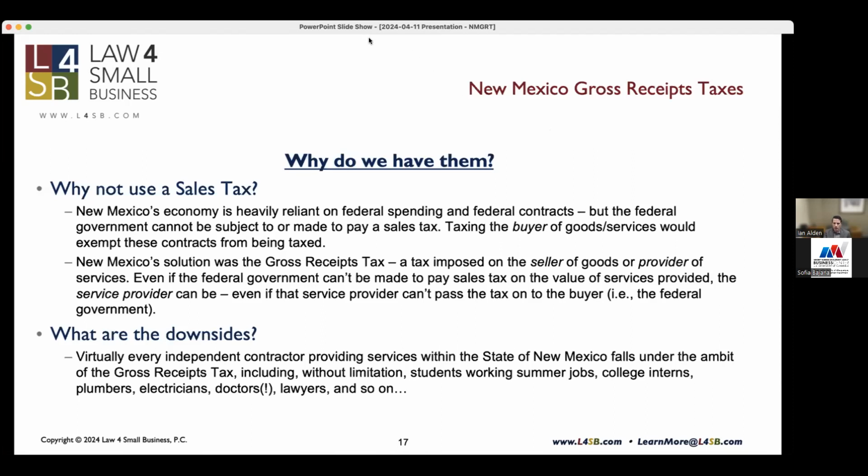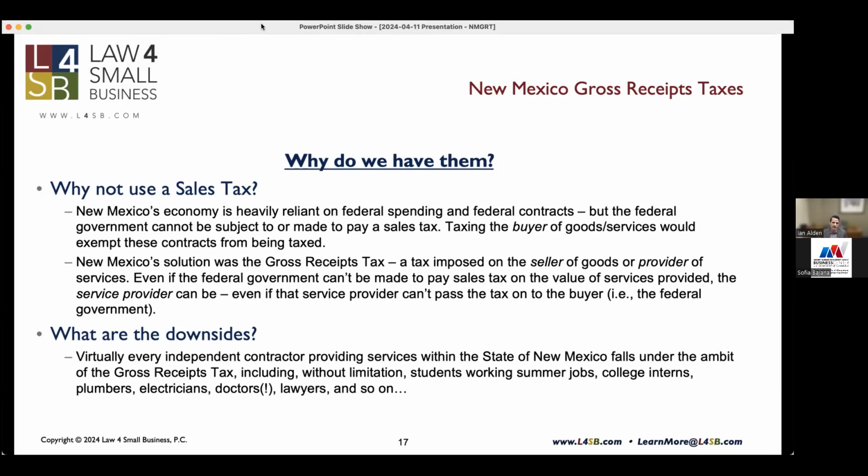So let's look for a second at why we have the gross receipts tax, because the logic is weird but important to understand. New Mexico's economy, as most of you know, is heavily reliant on federal dollars. There's a lot of federal government contracts between the national labs and construction contracts and subsidies and you name it. We just have a lot of federal money flowing in. Relative to the amount of money that we put into the federal coffers, we are a net taker. And the federal government cannot be made to pay a sales tax.